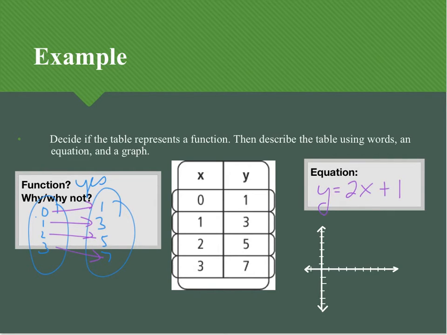As you can see, the equation y equals 2x plus 1 fits. 2 times 0 is 0, plus 1 is 1. 2 times 1 is 2, plus 1 is 3, etc. And then we'll go ahead and we'll plot the points. 0, 1, 1, 3, 2, 5, and 3, 7. And as you can see, we have a linear equation, so we're going to put an arrow on each end because it has no ending.